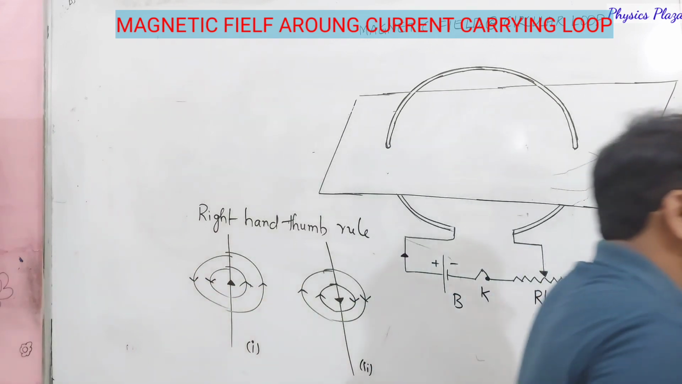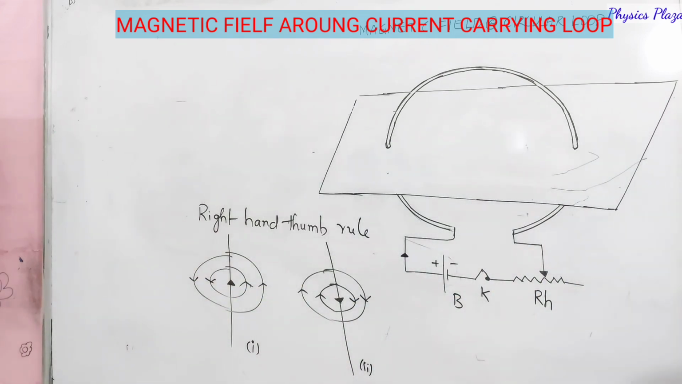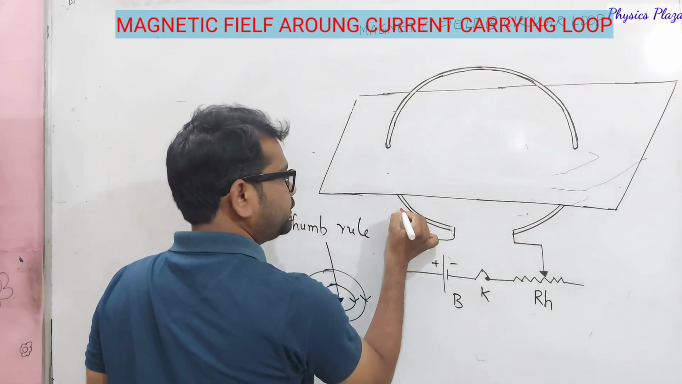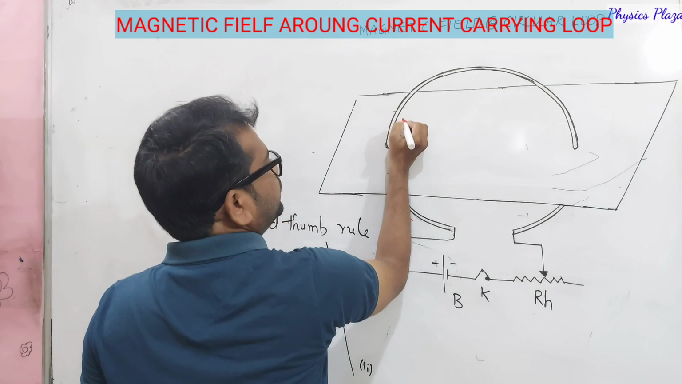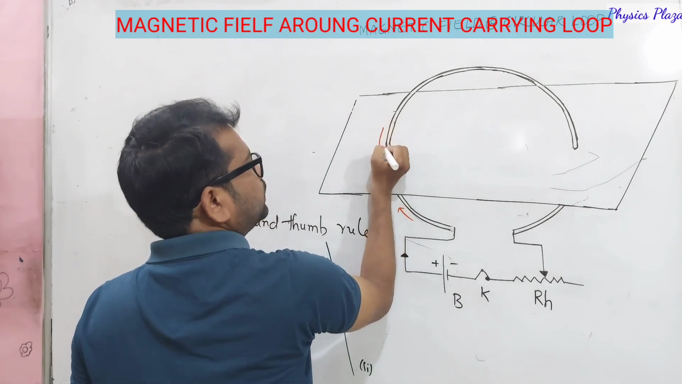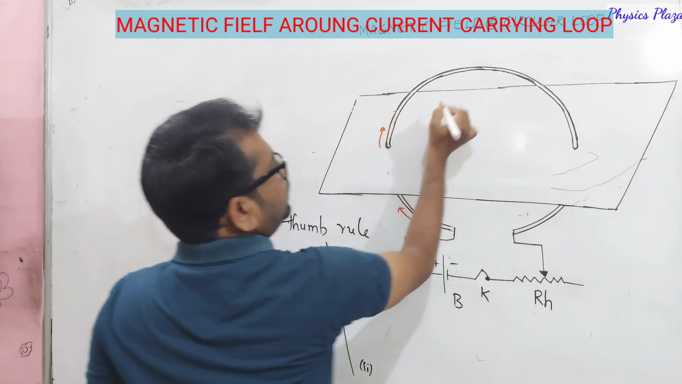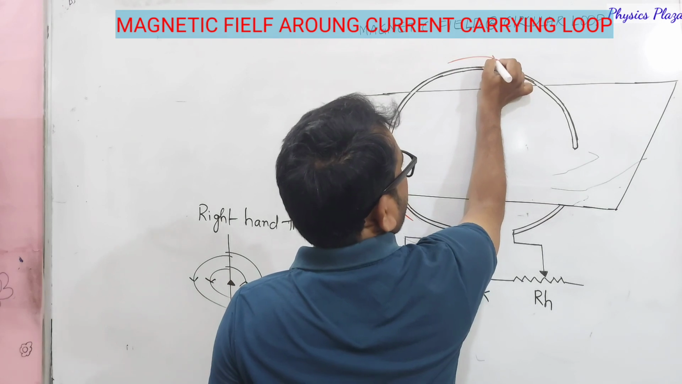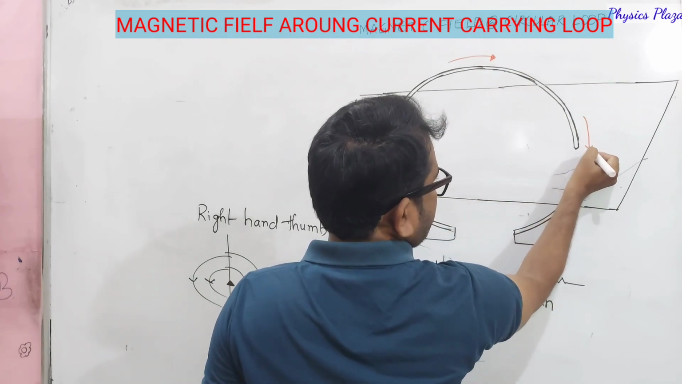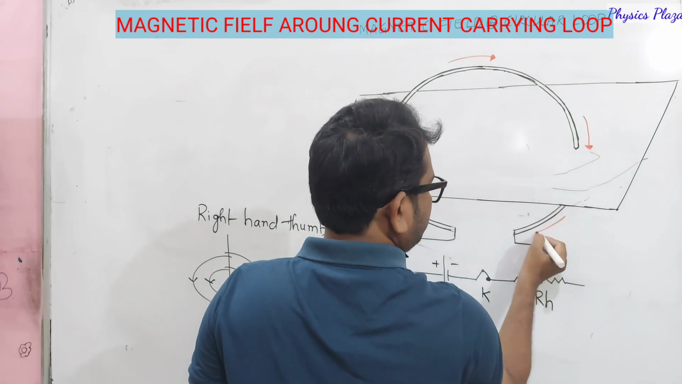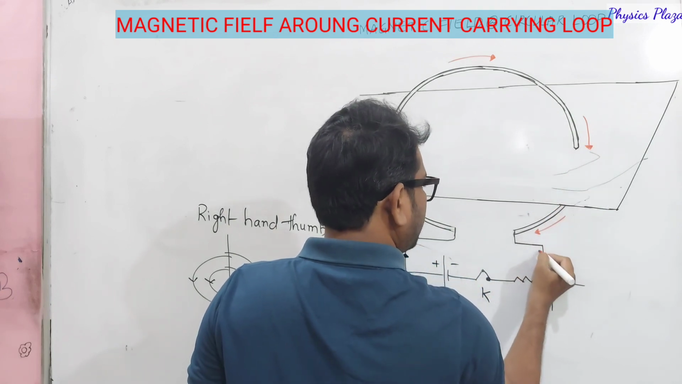So let me highlight it. Fine. So this is the current direction, children. Here the current direction will be like this, upwards, and here the current direction will be like this, and here the current direction will be like this. So this is the current direction.